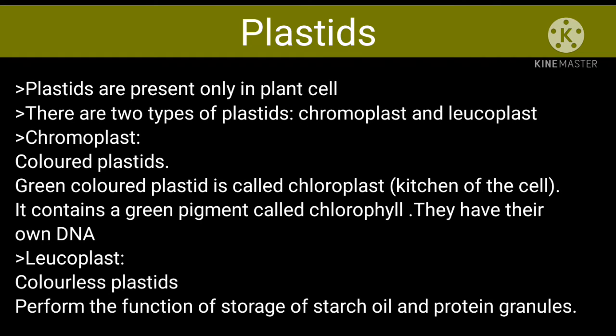Plastids. Plastids are present only in plant cell. There are two types of plastids, chromoplast and leucoplast. Chromoplasts are the colored plastids. The green colored plastids are called chloroplast.